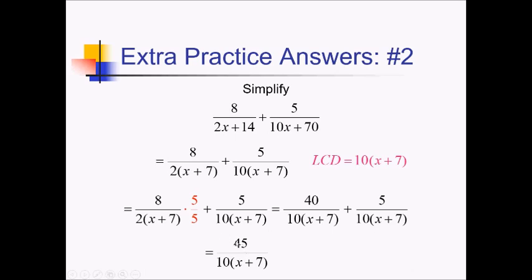Now 45 and 10, those can be reduced. 45 can be reduced by 5 to be a 9. And then 10, if you divide that by 5, we've got a 2 down there. So when the dust settles, I have 9 over 2 parentheses x plus 7.